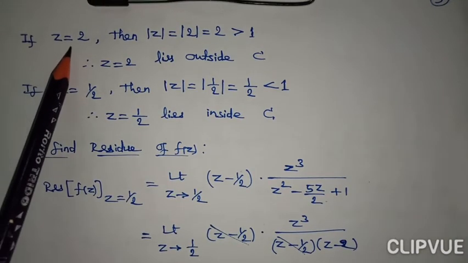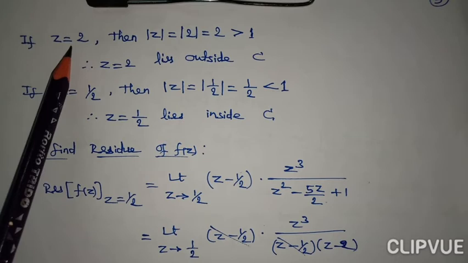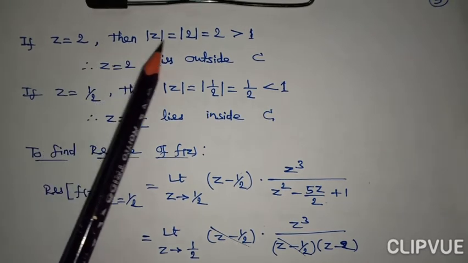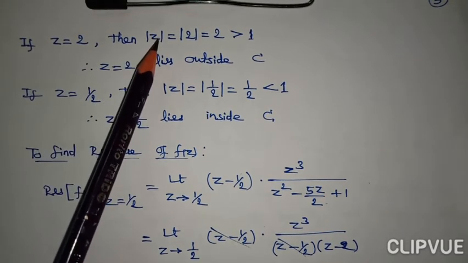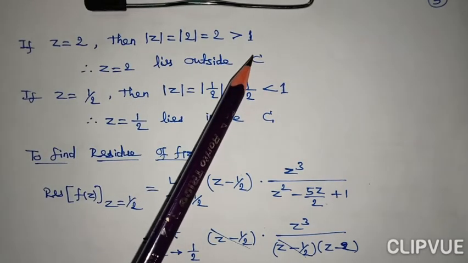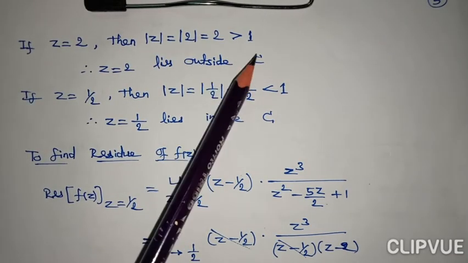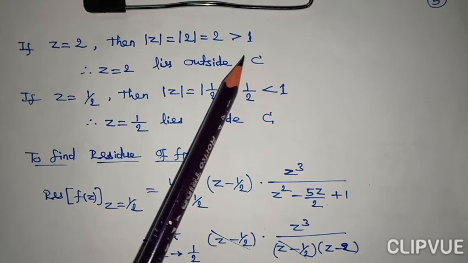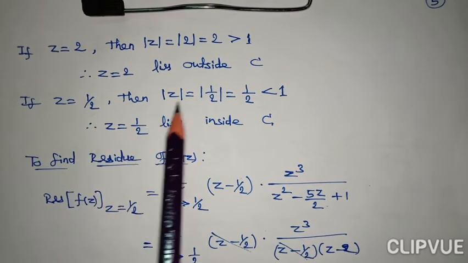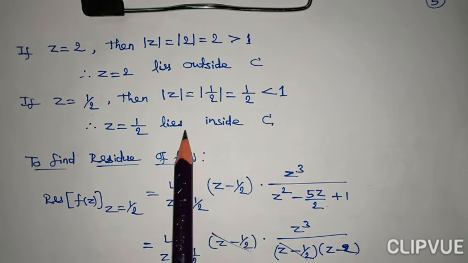Now we'll check which poles are inside and which are outside. Z equal to 2. Then put into modulus of z. Modulus of 2 is 2, which is greater than 1. It is greater than this radius, so it's obviously outside C. Next, 1 by 2. It is less than 1, so it lies inside.